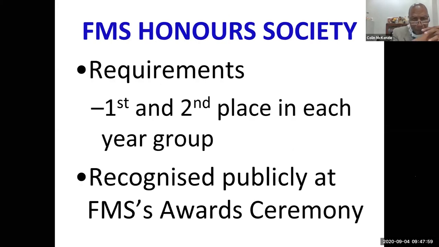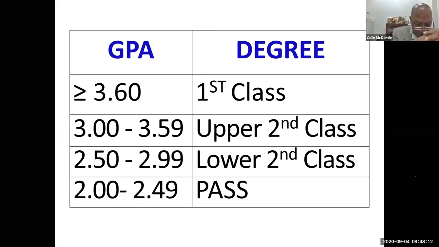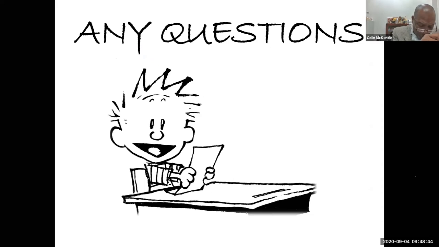Then you have what we call the FMS Honor Society, and the requirement for this is you come first or second place in each year group. All right, and then you'll be awarded here. Right. You're also recognized at the FMS award ceremony. Your degree is also awarded as first class, upper second class, lower second class, and a pass. On the chart, you'll see that with a GPA of 3.6 and greater, you're sure to get a first class; 3 to 3.59 is upper second class; 2.5 to 2.99 is lower second class; and 2 to 2.49 is a pass degree.